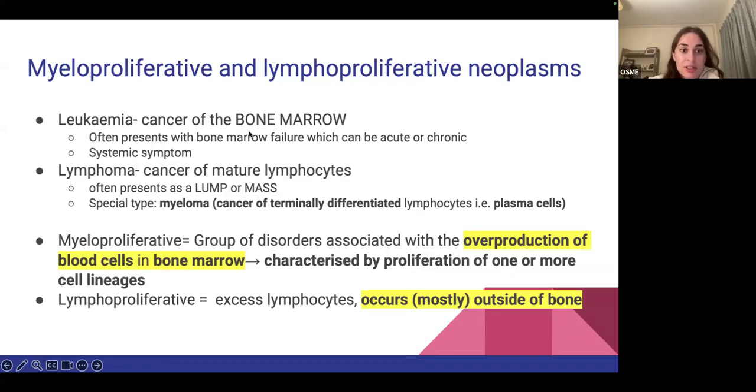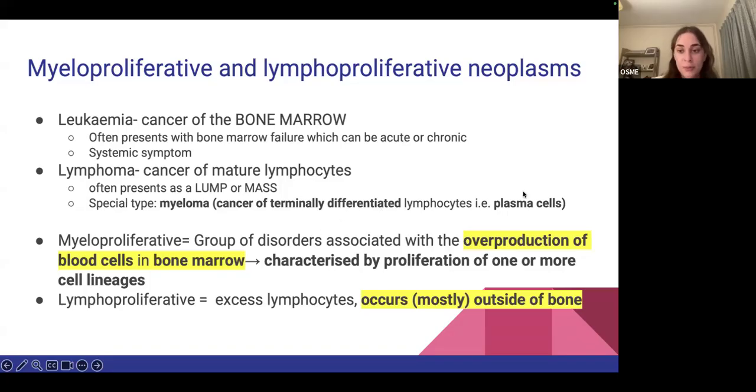Leukemia is actually cancer of the bone marrow, and you can get both myeloid and lymphoid problems because they originate from the bone marrow. This is why you get CLL and CML, for example, and they present with systemic symptoms, so think of those B symptoms. Lymphomas are cancers of mature lymphocytes, so that's when they've got into the lymph nodes and formed their germinal centers. Lymphomas present as a lump or a mass, and they tend to be a neck lump or mass. The only exception to this is myeloma, which is a cancer of terminally differentiated lymphocytes, so plasma cells.